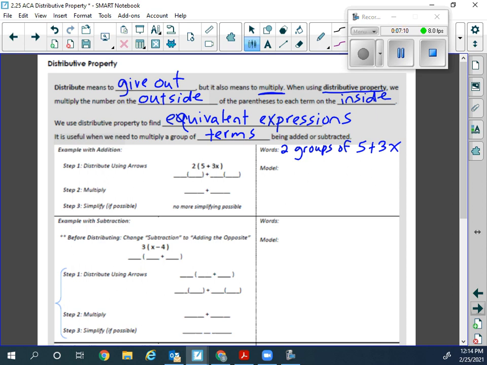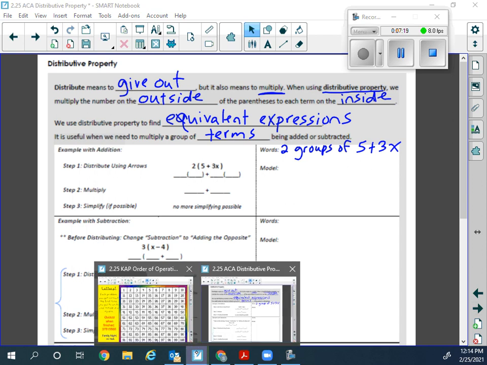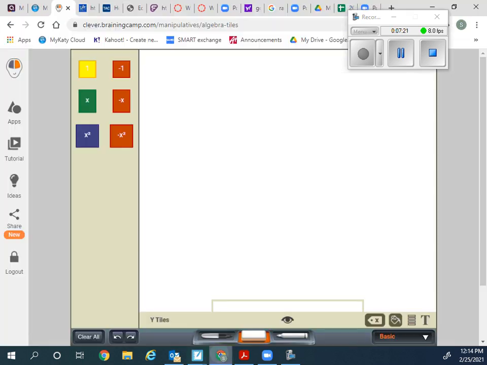And now what we're going to do is go to Brainy Camp and make this. Before COVID days, we would actually have the tiles here in front of us. If you look on the left-hand side in the output tiles, you'll see you've got positive and negative 1. We've seen those before, right? When we did integer rules way back. So we want 5 plus 3x.